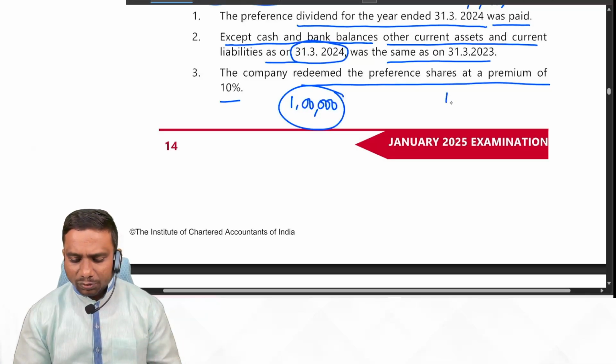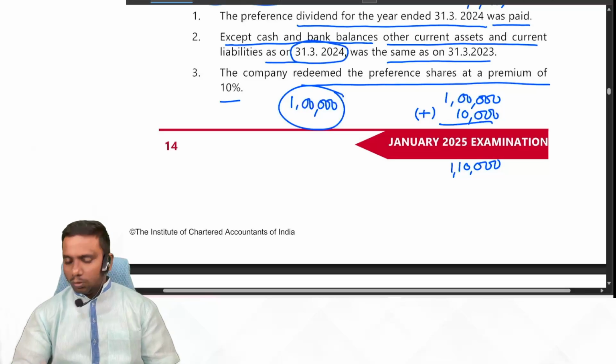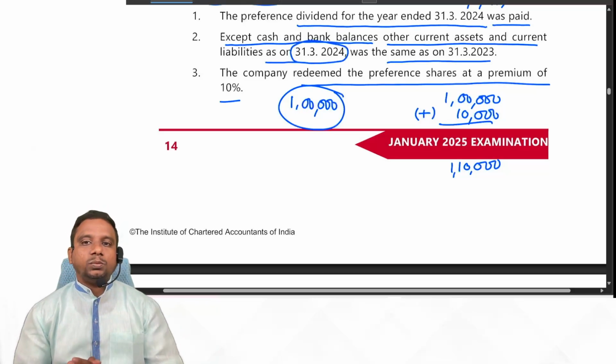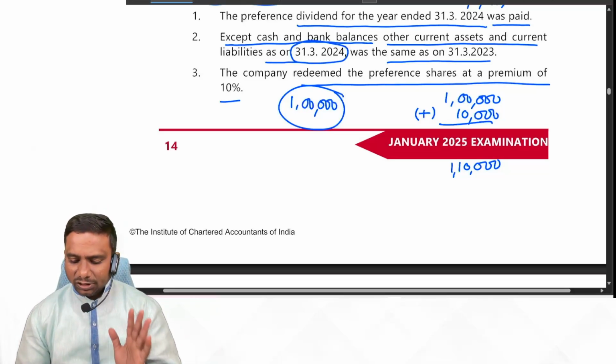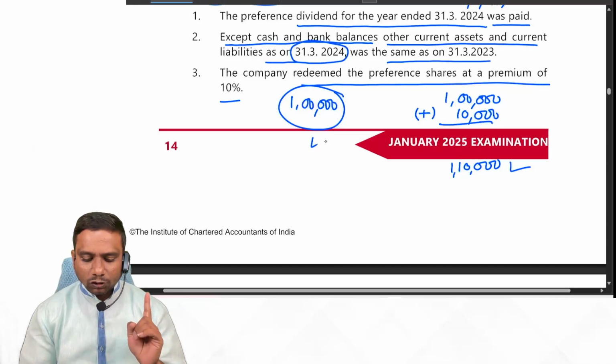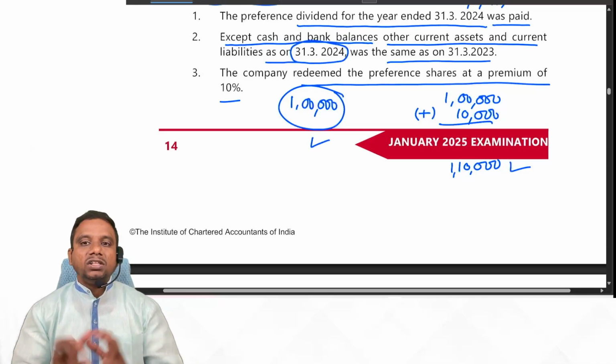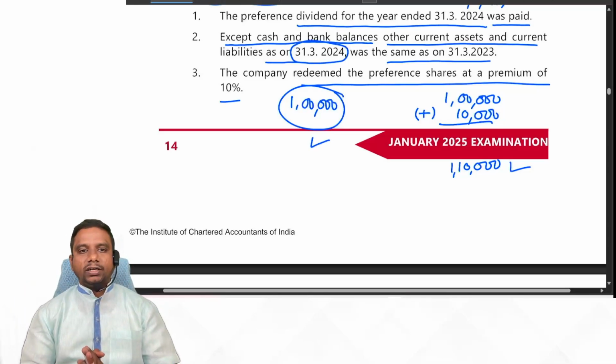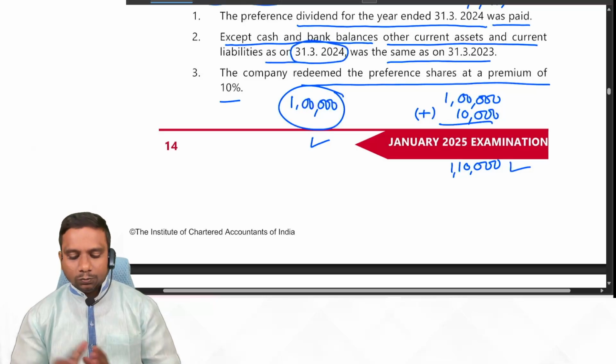So for redemption, how much amount do we need? 1 lakh plus premium 10%. Total we need 1 lakh 10,000 rupees. So carefully, this is the cash balance. We need this much capital, and we need to replace it. Two conditions must be satisfied. Yes or no?